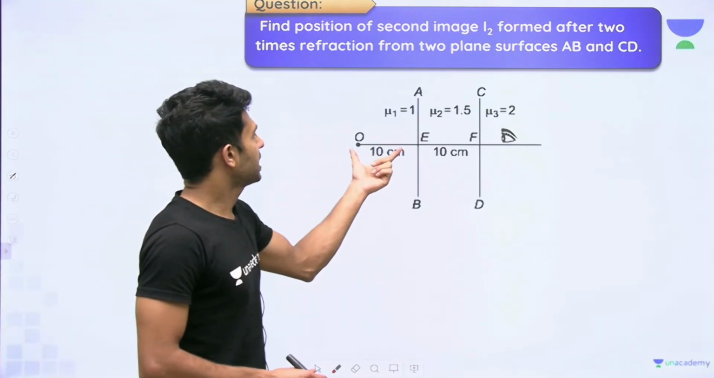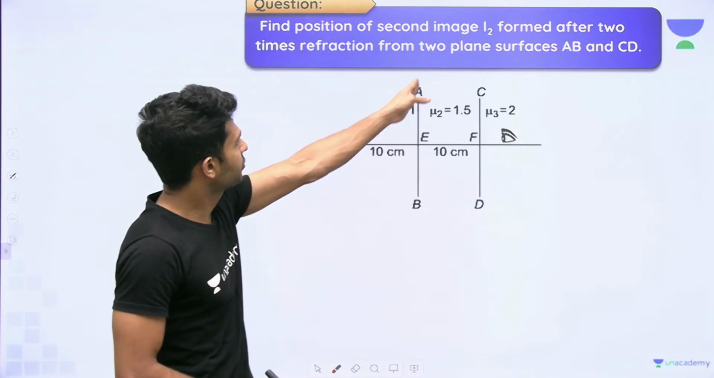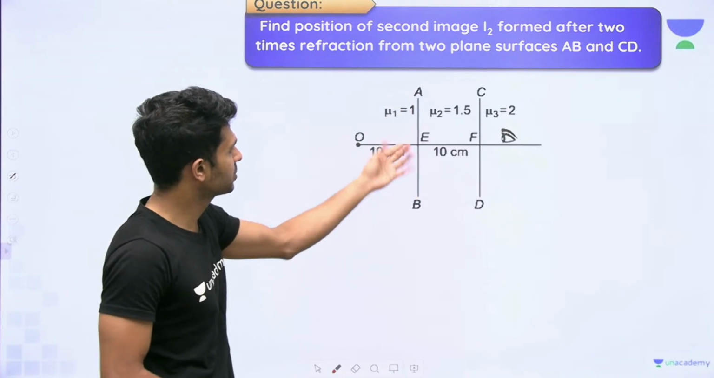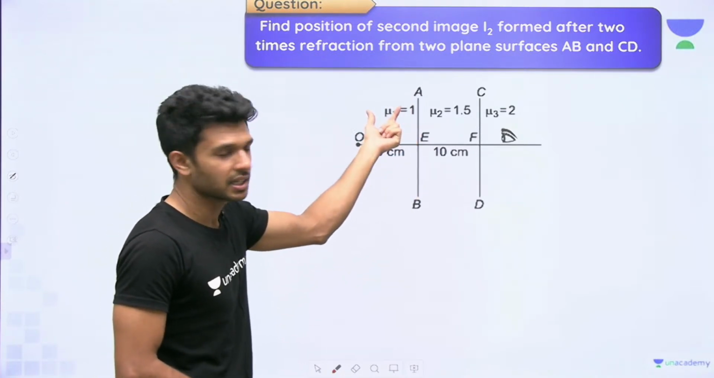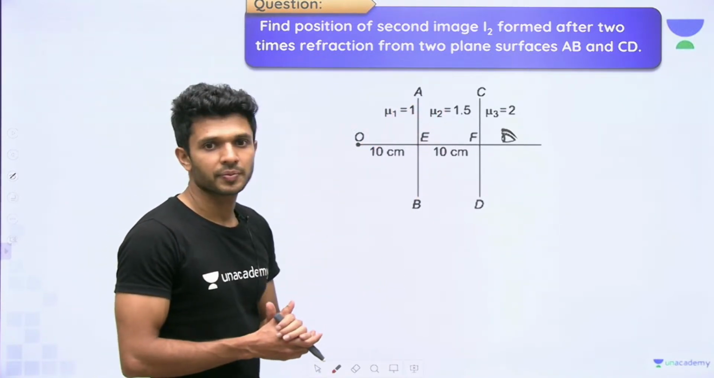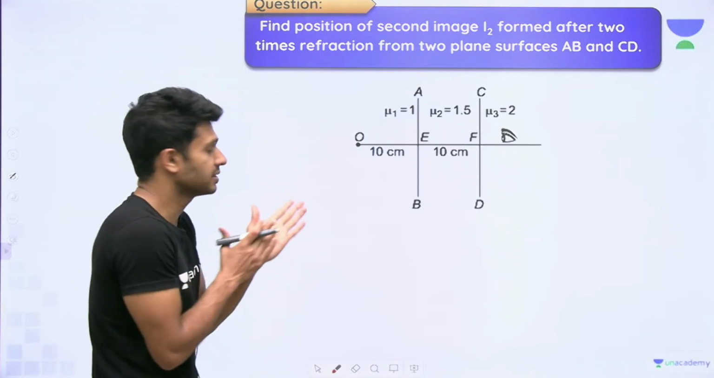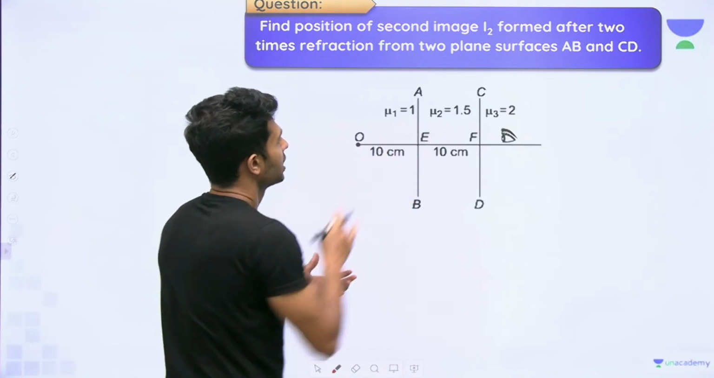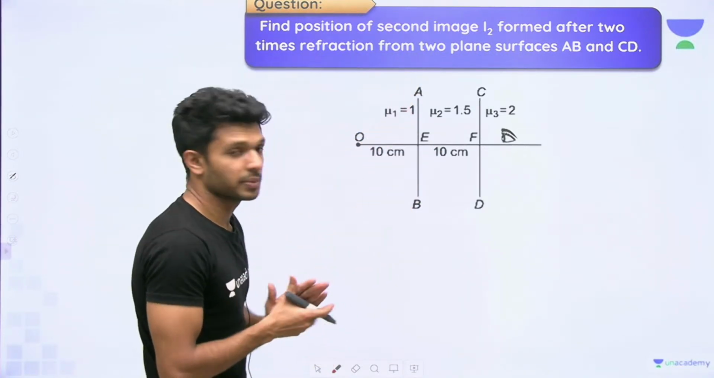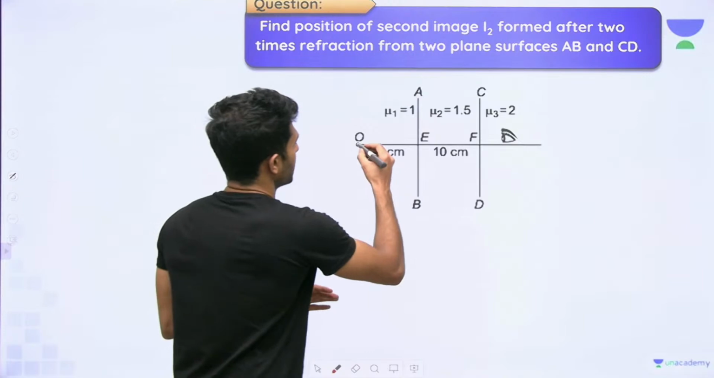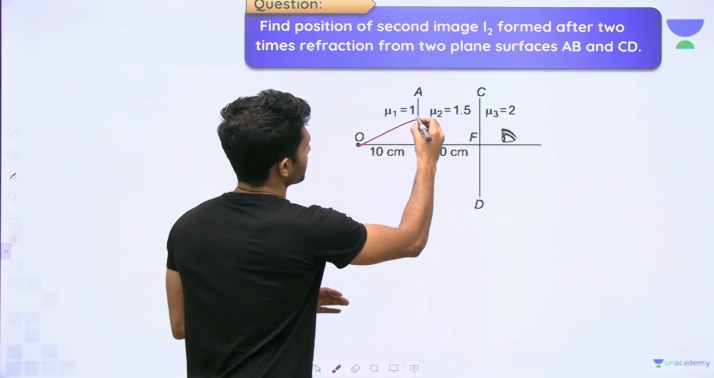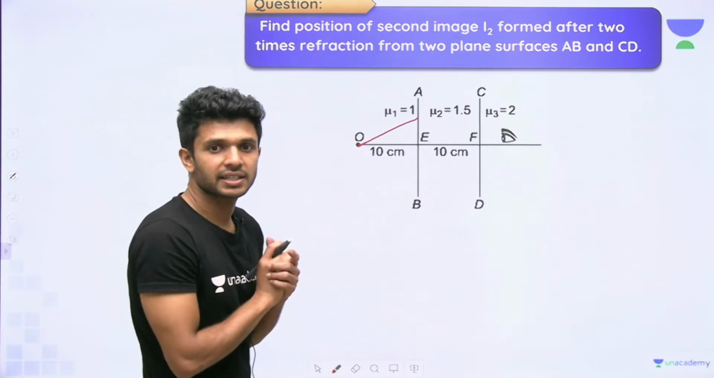We have an object at a distance of 10 centimeters from the first line of separation. This line of separation is between two mediums of refractive index 1 and 1.5. Okay, let's see what happens. When a light ray starts moving from the object to the first line of separation AB, let me take one light ray going like this. Once it reaches here, refraction happens.